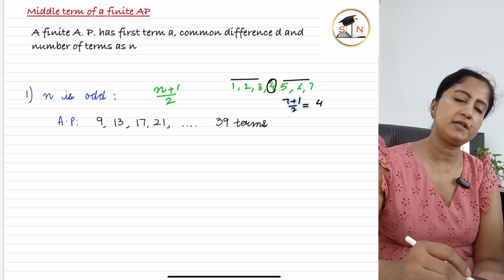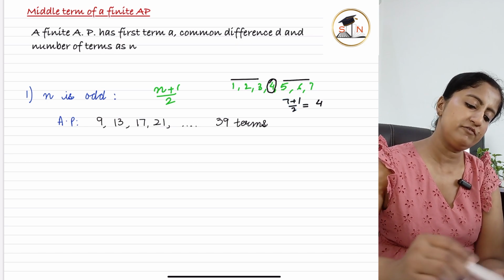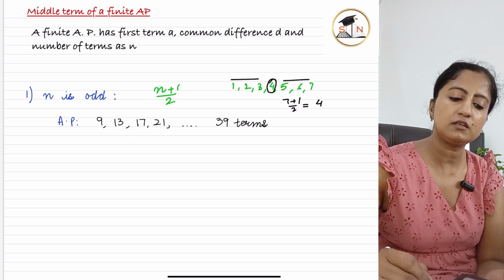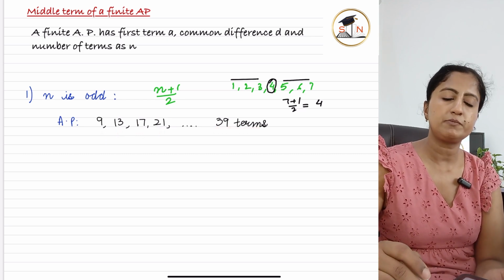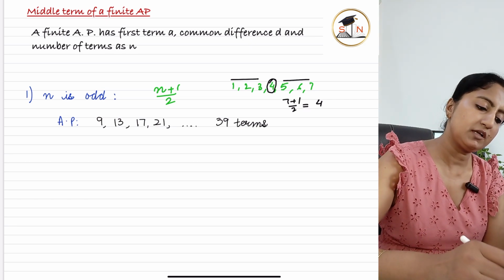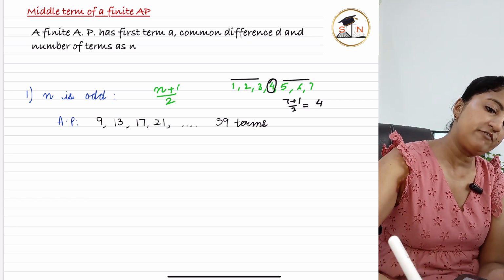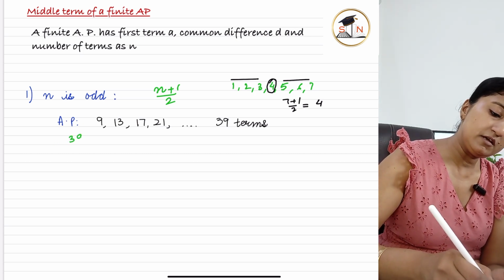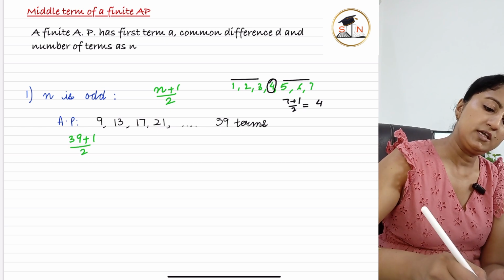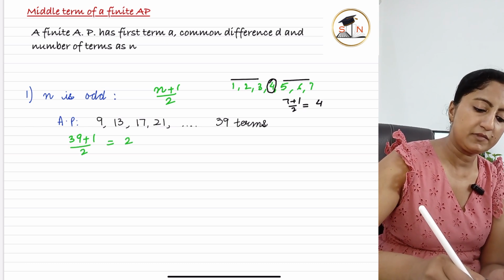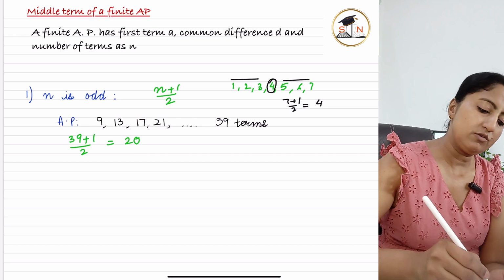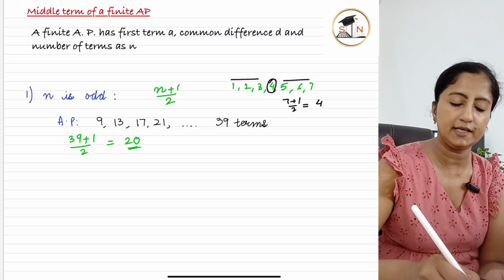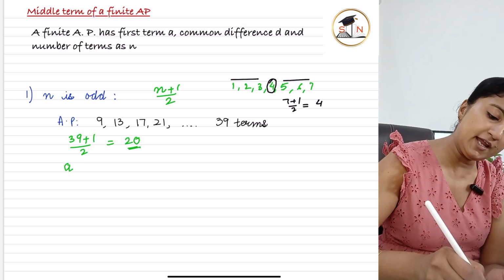Now, let's see a proper example for an AP where we have 9, 13, 17, 21, and there are 39 terms. We are supposed to find the middle term here. Let's do that. First of all, we need to find 39 plus 1 over 2, that gives us 40 over 2, which is 20. Now, finding the middle term, this is just the index. It is not a value, but an index. So now we need to find A20.